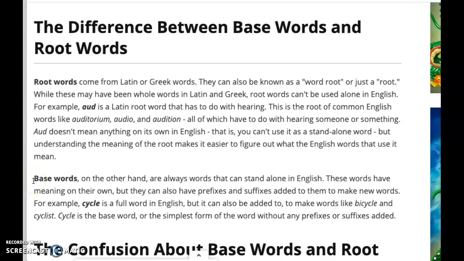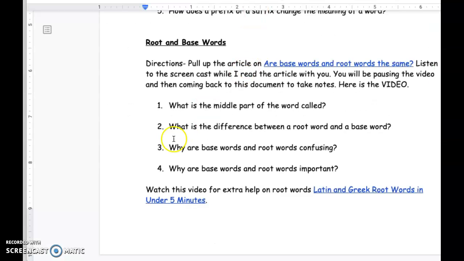Base words, on the other hand, are always words that can stand alone in English. These words have meaning on their own, but they can also have prefixes and suffixes added to them to make new words. For example, cycle is a full word in English, but it can also be added to make words like bicycle and cyclist. Cycle is the base word, or the simplest form of the word without any prefixes or suffixes. Pause the video now to answer question number 2.